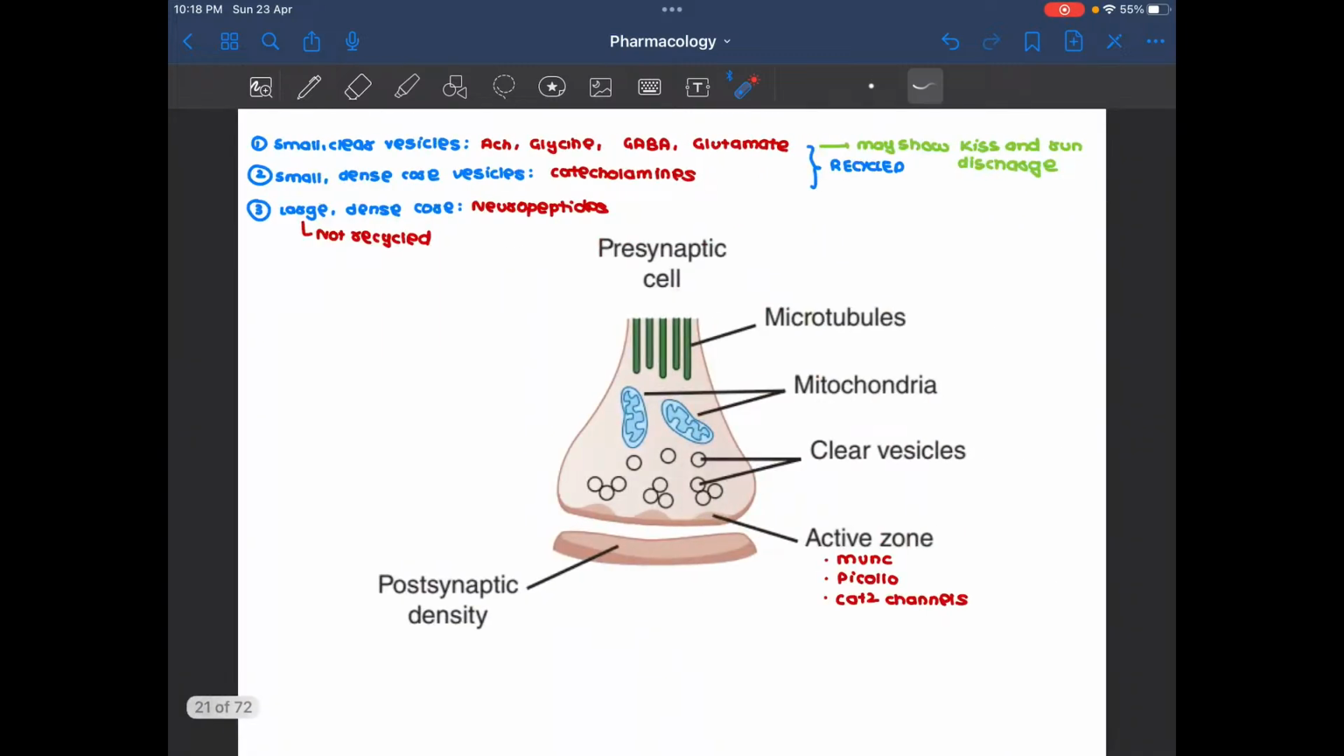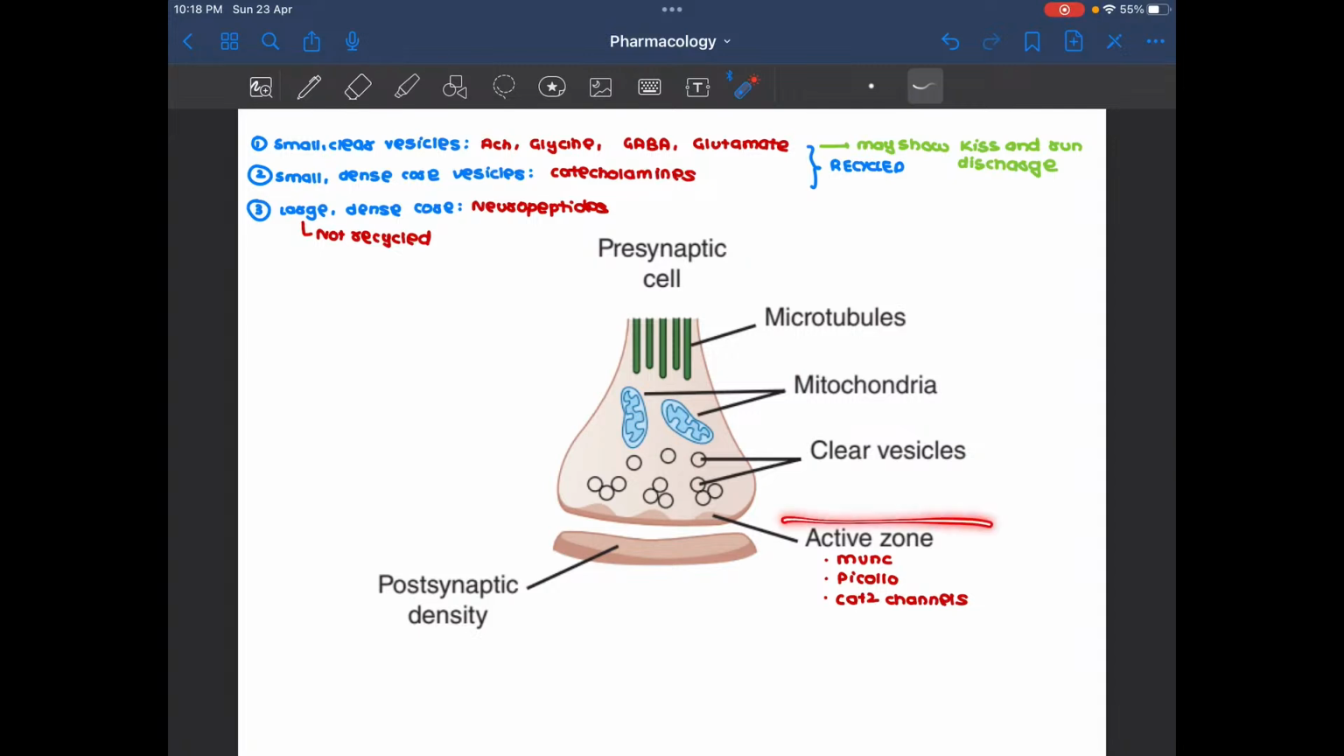About the vesicles, again as an MCQ, I would say small clear vesicles mainly contain acetylcholine, glycine, GABA, and glutamine. When I talk about the small dense core vesicles, they're small but dense. That is mainly your catecholamines, because that is what we are studying right here. So noradrenaline, adrenaline, dopamine are all stored inside these small dense core vesicles, whereas acetylcholine is stored inside the small clear vesicles.